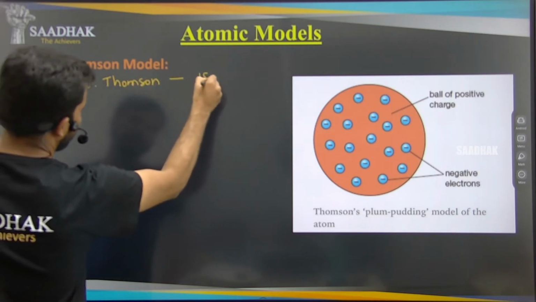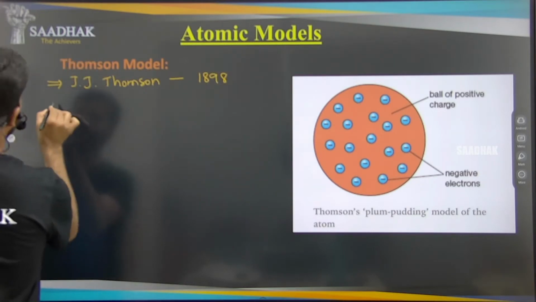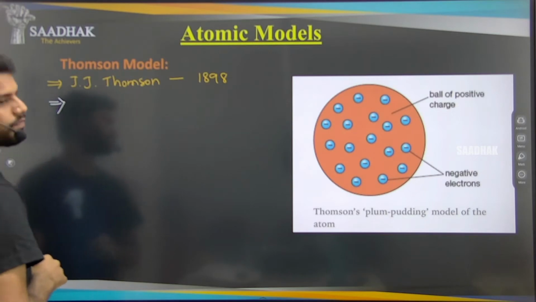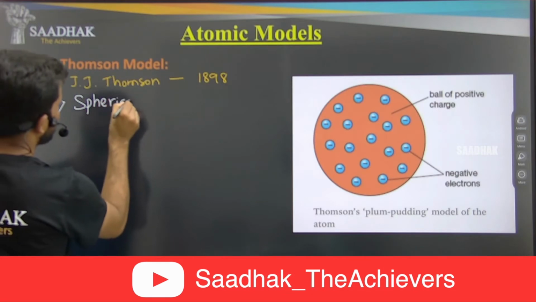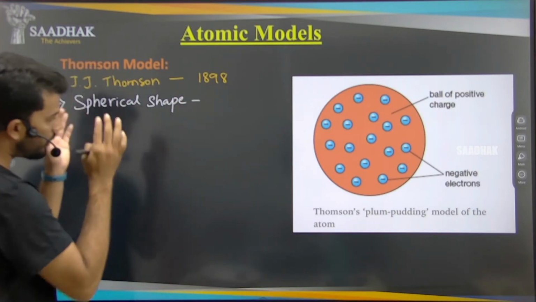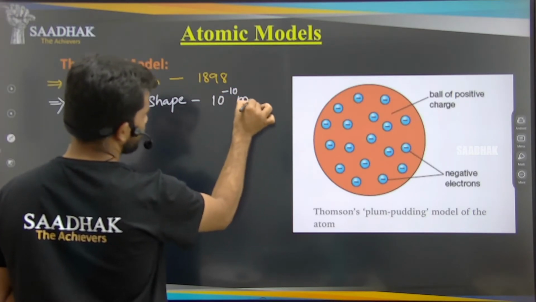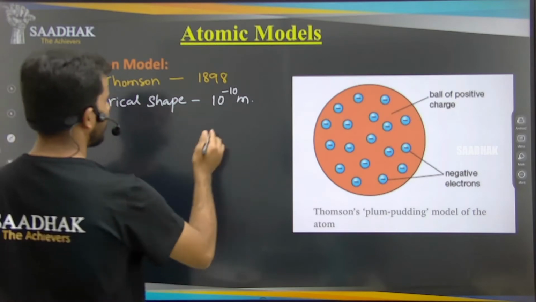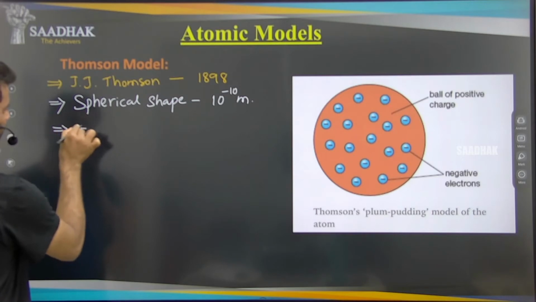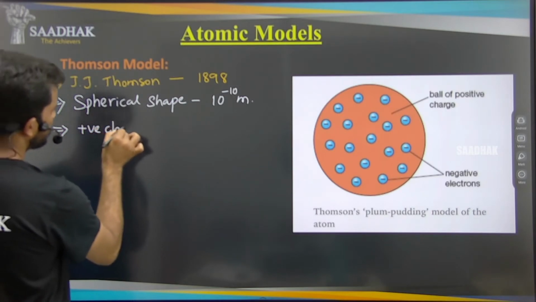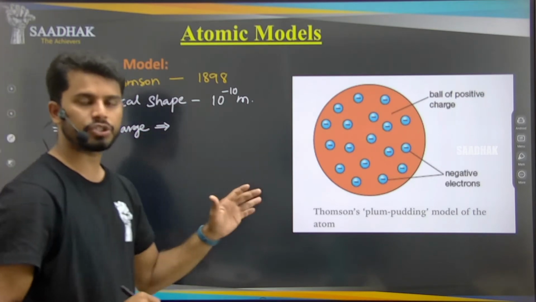So in the year 1898, he gave the Thomson model, and he said that the atom is in a spherical shape, right? And this sphere has a radius of approximately 10 to the power of minus 10 meters. The radius of an atom is around 10 to the power of minus 10 meters. And he said that the positive charge in this atom is uniformly distributed all over the atom.